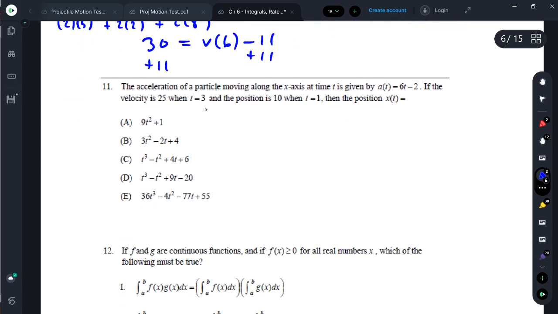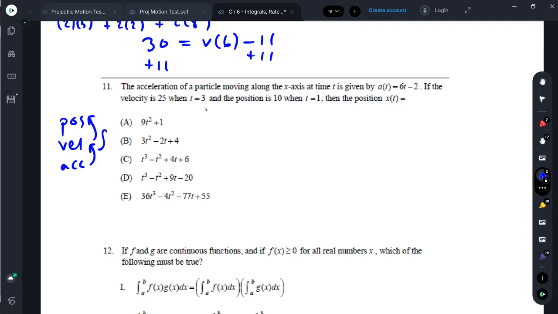All right, the acceleration of a particle moving along the x-axis at time t is given by a of t equals 6t minus 2. If the velocity is 25 when t equals 3 and the position is 10 when t equals 1, then the position x of t is equal to what? So this is another question where, again, we have position, velocity, and acceleration. They're giving us acceleration, and we want to go up the table back to position, so we need to take the integral.